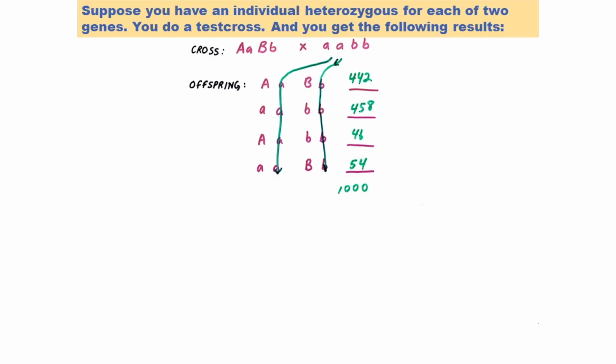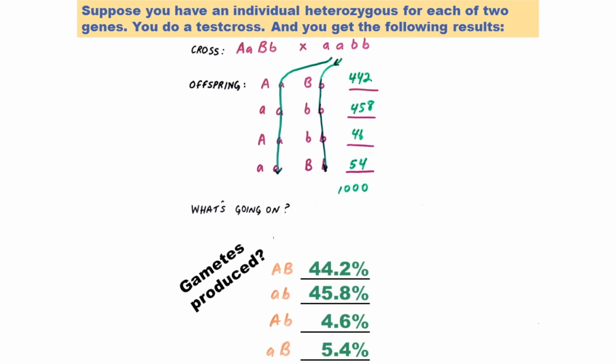So we look in this case, out of 1,000 offspring, most of them are big A, big B, or little a, little b. And then we get some that are big A, little b, or little a, big B, which means that those weren't stuck together on the initial individual, but they're produced because of recombination. So what's going on here? We would say that from these gametes that are produced, we can tell that the two genes are linked, and we can even tell something about how far apart they are.